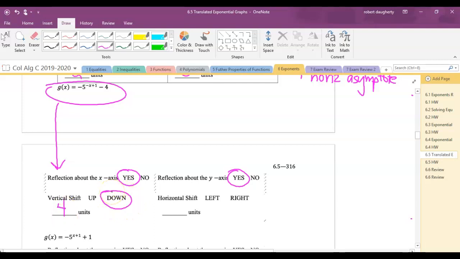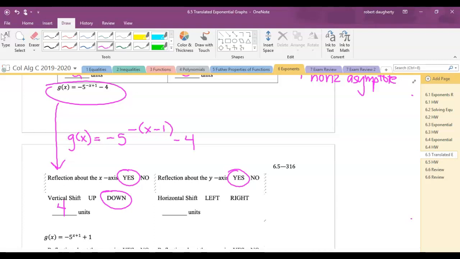Now horizontal, here's the trick. I told you this is what messes people up. So this is negative 5. You have to write it like this. That negative has to be in front of the entire exponent expression. Are these the same or are they different? What is this? Yeah, it's the same. This is negative x plus 1. This is negative x plus 1.